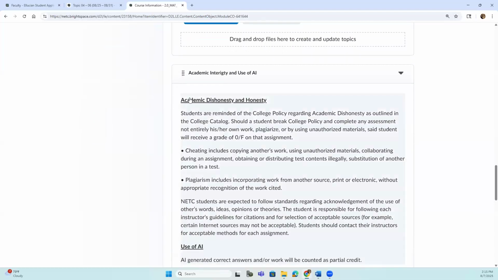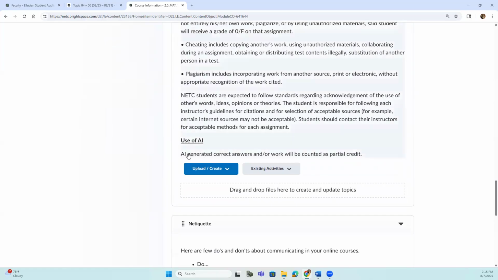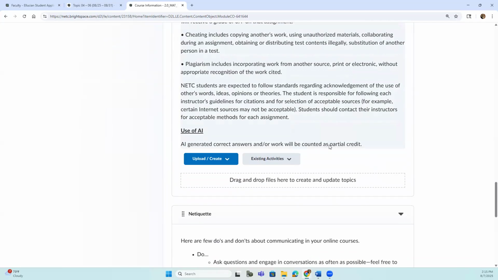All right, here is your academic dishonesty and honesty statement. Using AI is actually highly discouraged. AI generated correct answers and or work will be counted as partial credit. Yes, I am able to tell when students use AI to generate the answer or the scratch work, just because it really has nothing to do with what the lecture video is showing you.